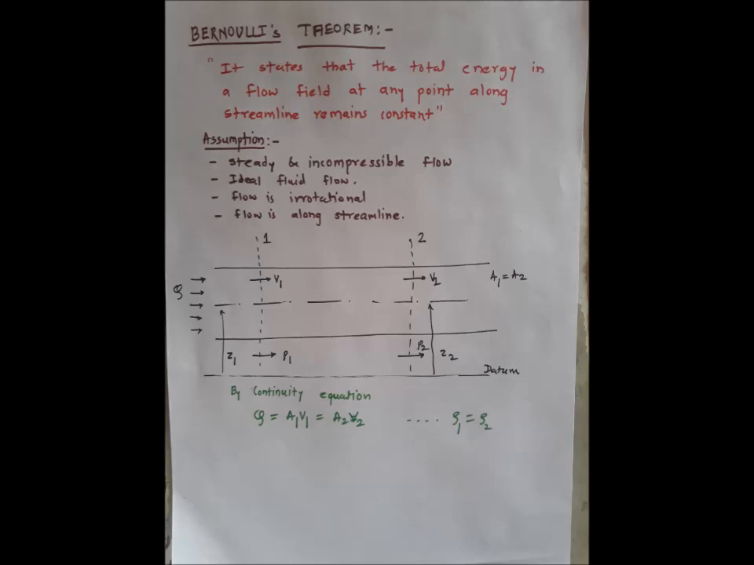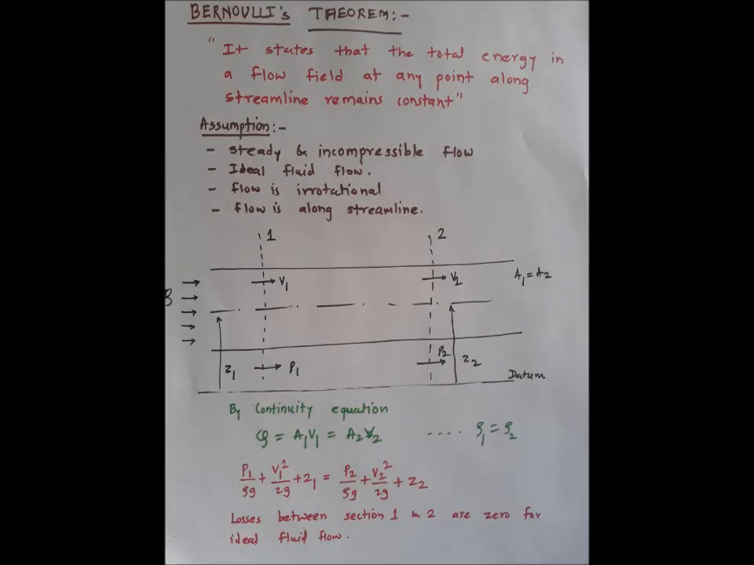inviscid. Here we will see the flow through a pipe where we have taken two sections, section 1 and section 2. The discharge passing through the pipe is Q, while the pressure and the velocity at points 1 and 2 are P1 and P2, while the datum heads are Z1 and Z2.